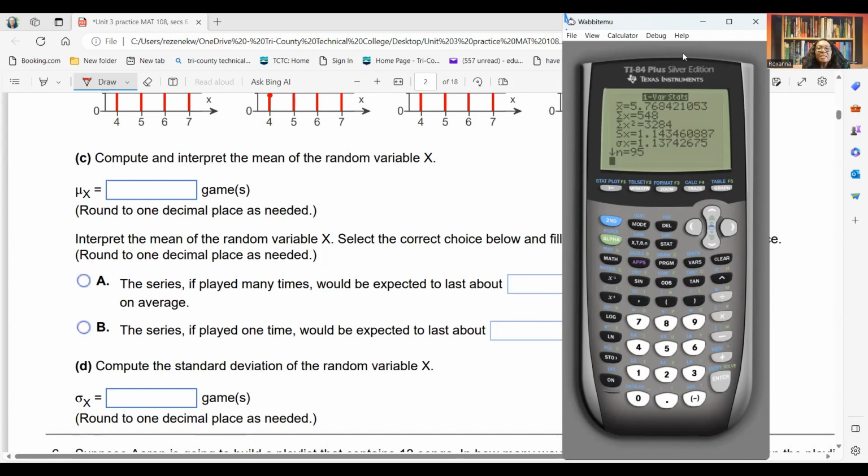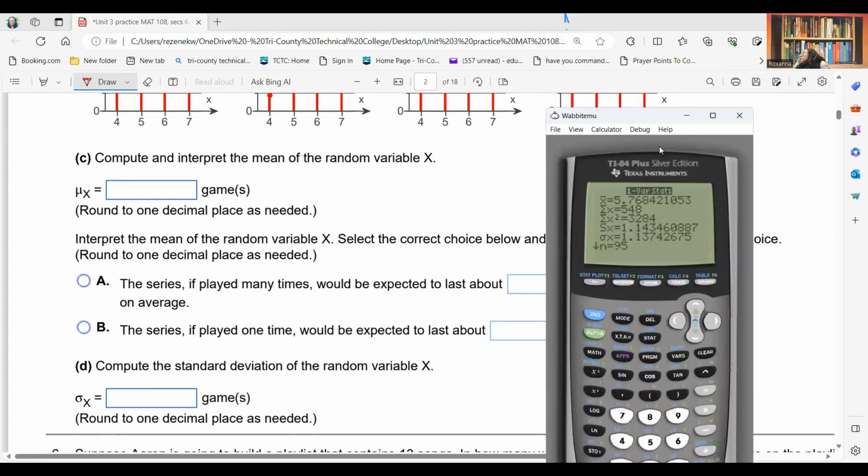Select the correct answer, or choice below, and fill in the box within your choice, round to 1 decimal point. The series, if played many times, would be expected to last about 5.8 on average.